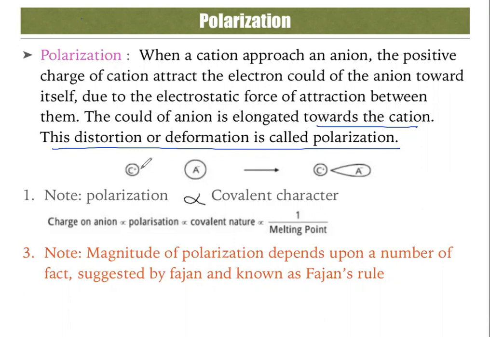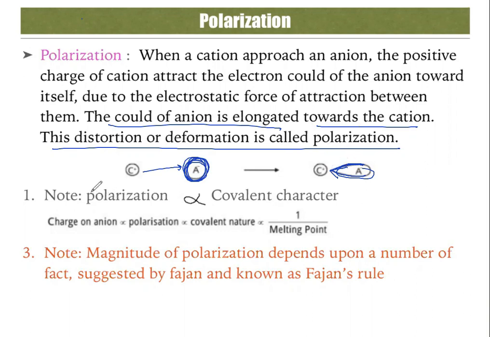You see, when a cation is approaching the anion, what will happen? The size of the cation is small, the size of the anion is big. So when the cation approaches the anion, it is going to attract the electron cloud of the anion, right? As it is attracted by the cation, the electron cloud of the anion is elongated towards the cation. So this distortion or deformation of the anion by a cation is known as polarization. I think this point is clear to you, right?